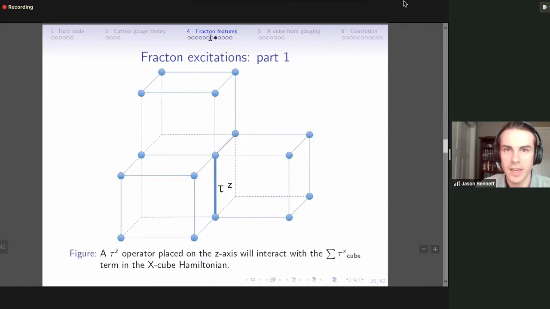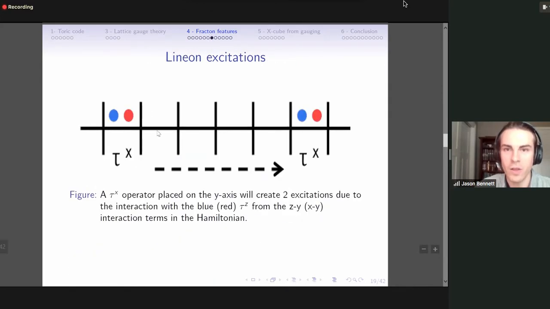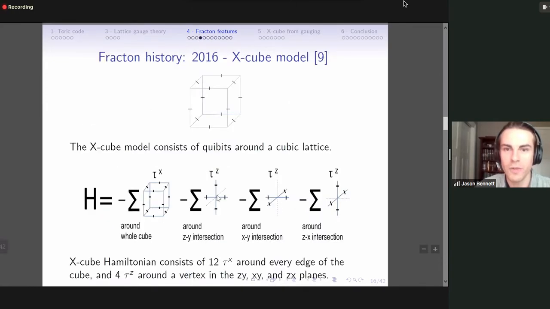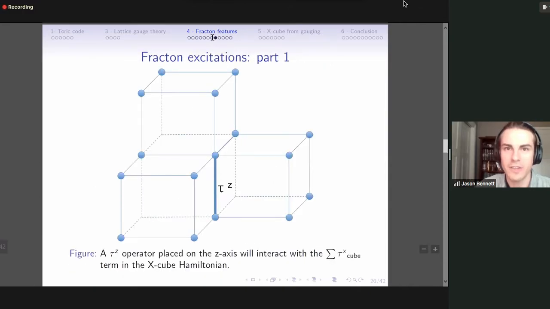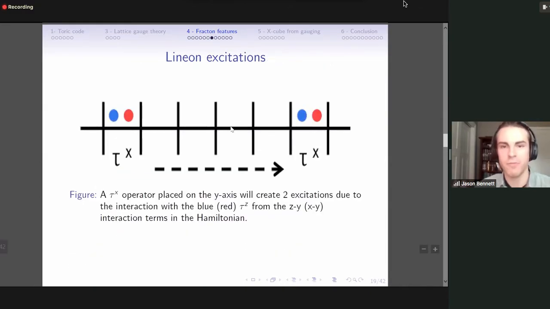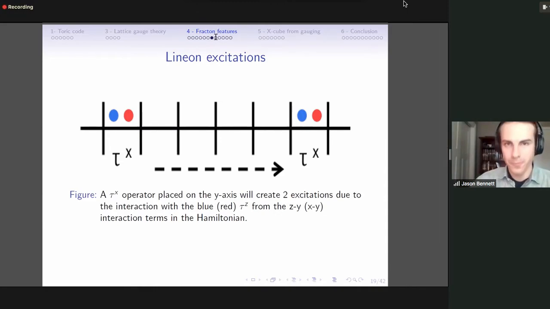And so here, this lineon is moving along the line, but one of the things we can notice is that because it interacts with two of those terms, there are two excitations kind of paired together with each other. What we'll see in just a second with these fractons is that it would be impossible for just one of these excitations to move along a particular axis. What we'll see is that the word fracton came into play because it's kind of like a fractal nature.